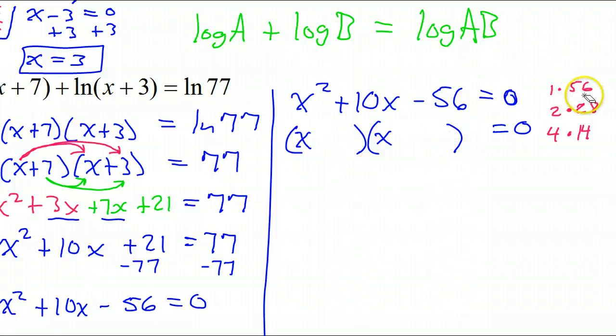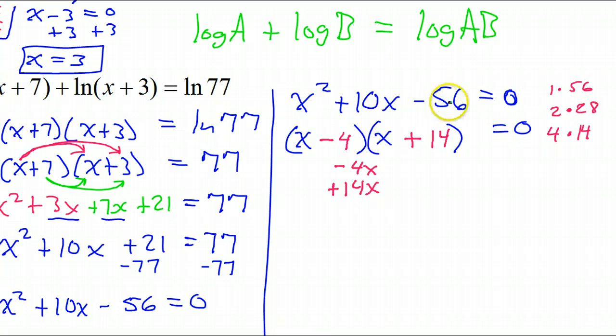What else? 1 and 56, 2. Oh, how about the 4 and the 14? 4 and 14 is going to work. Alright, so 4 and 14. Because, again, inside we have 4x, outside we have 14x. What would the signs have to be to give us a positive 10? Well, if I had a negative 4 and a positive 14, that would make positive 10, right? So there's my negative 4 and there's my positive 14.